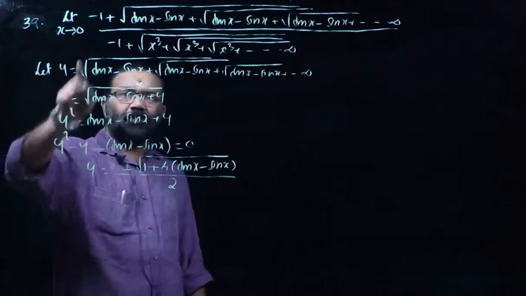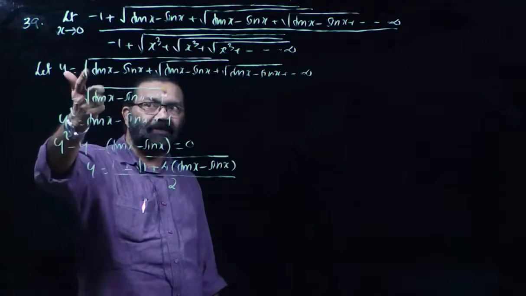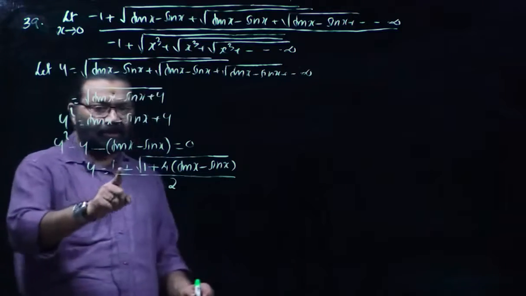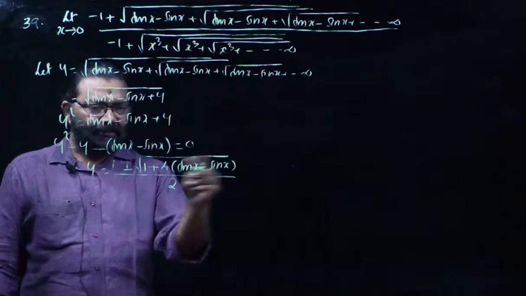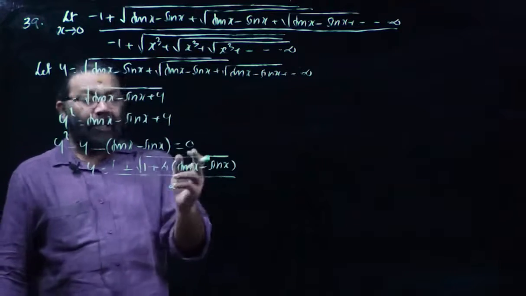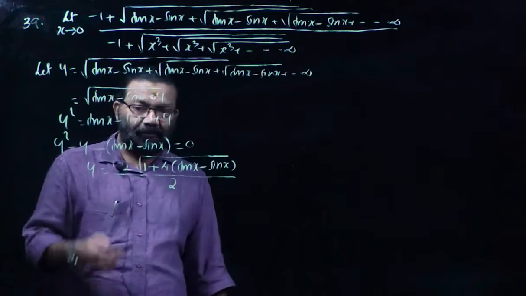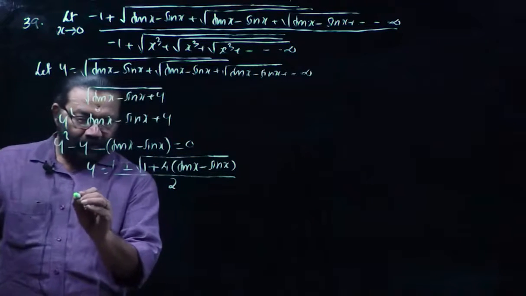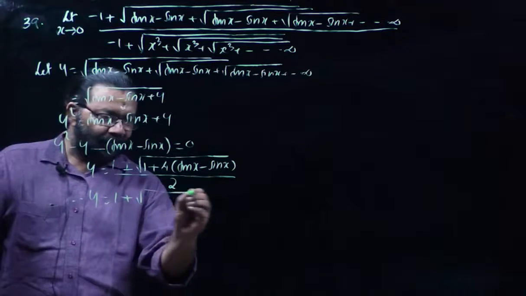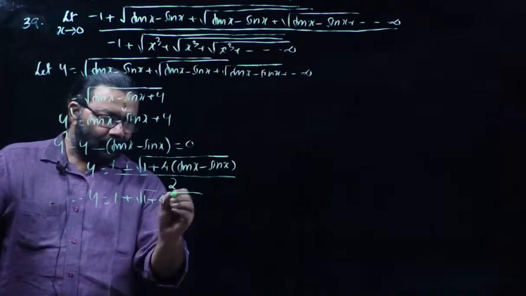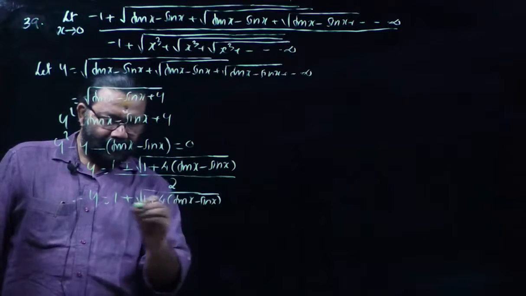Since y is root of something, we are taking the positive root only, otherwise it will not form a function. So y is always positive, let us remove 1 minus so and so, because 1 plus something will be always more than 1 and root of that will be more than 1. So 1 minus a quantity more than 1 becomes negative. So therefore y equal to 1 plus root of 1 plus 4 into (tan x minus sin x), divided by 2.